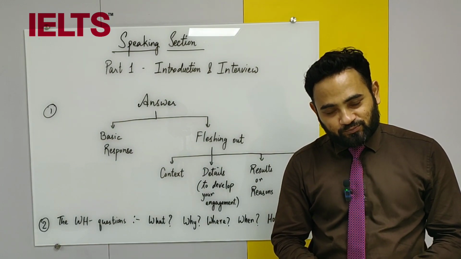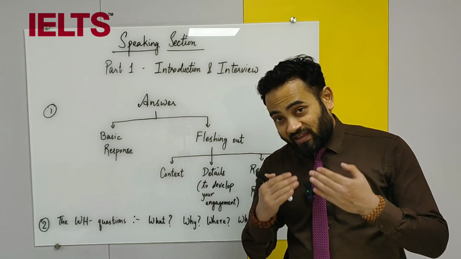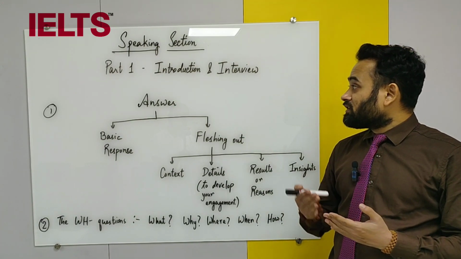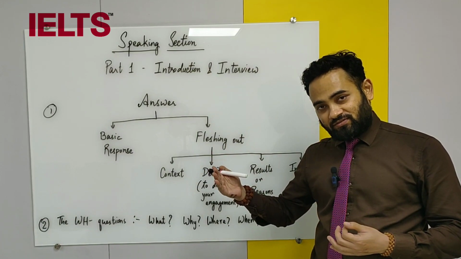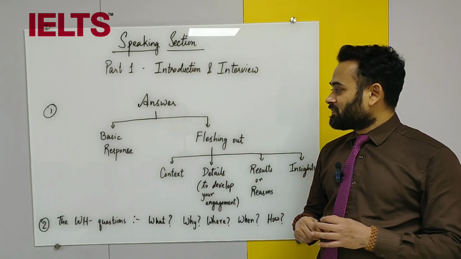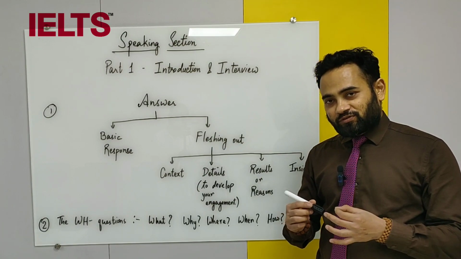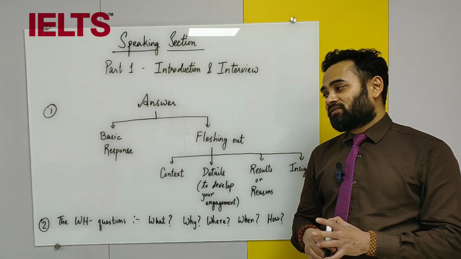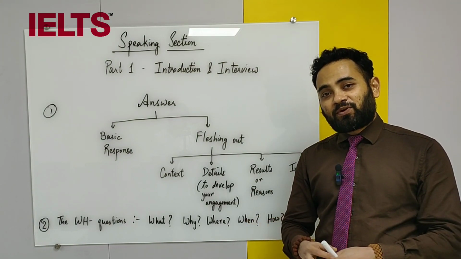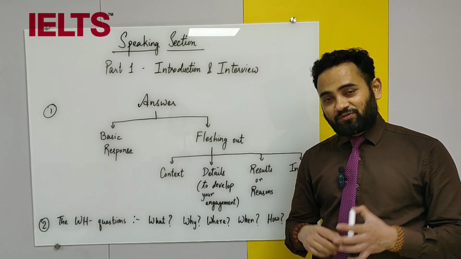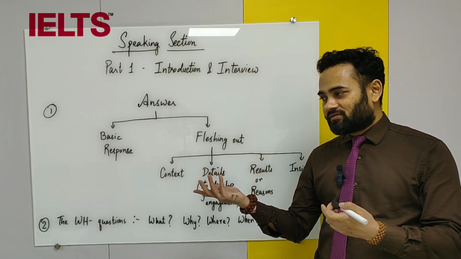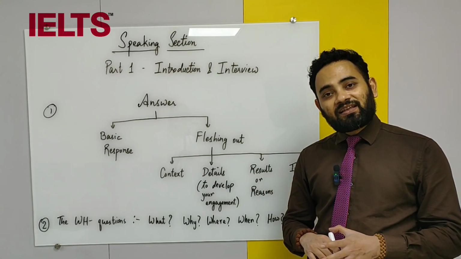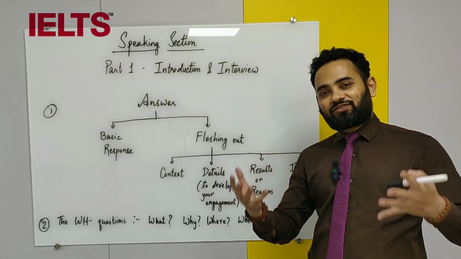Welcome to lesson number 2. Now, in part 1 of the speaking section, how do you develop your answers, as we had discussed earlier? So when you give your basic response, let's assume that I ask you, when was the last time you went to a library? Now you might say that, I went to a library maybe in my school days, not after that. But that will end the answer. So how do you flesh it out?